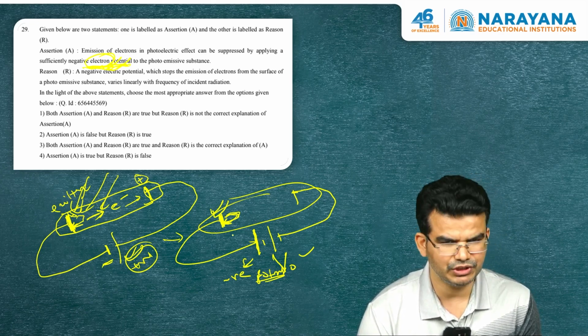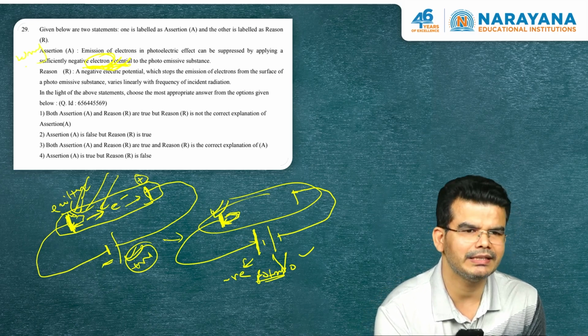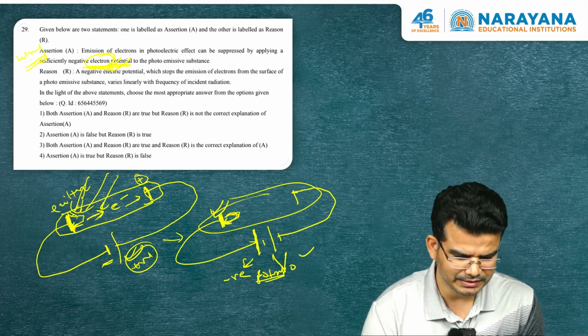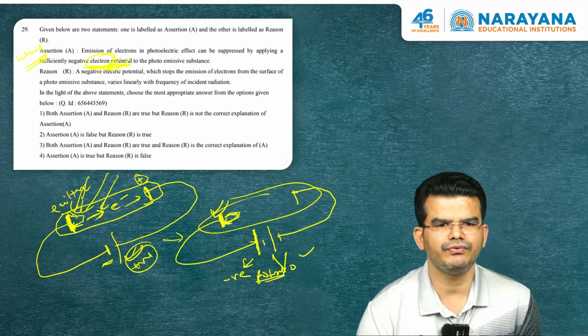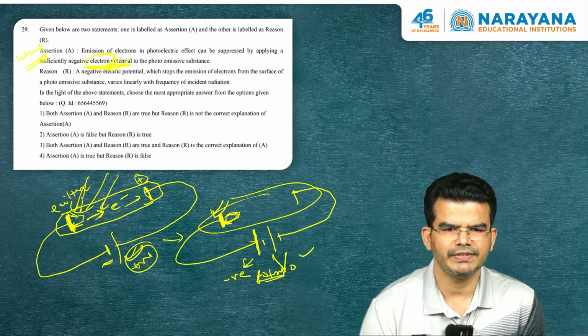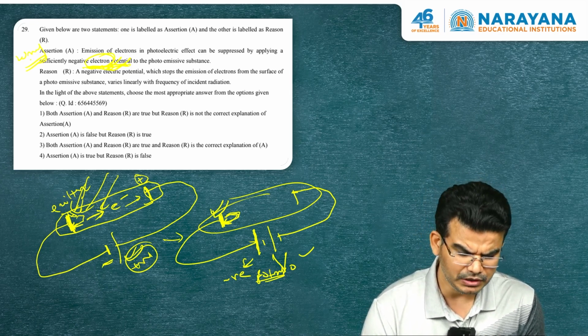Okay. So, this is one thing. So, 100% I will say the assertion is wrong. Okay. Let us come to the reason. A negative electric potential which stops the emission of photoelectrons from the surface of a photoemissive substance varies linearly with the frequency of incident radiation. That is what we are calling. So, let us see this.